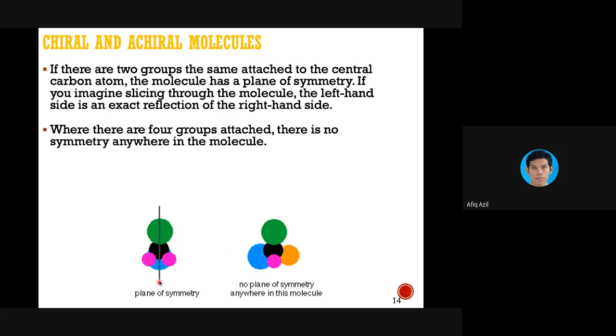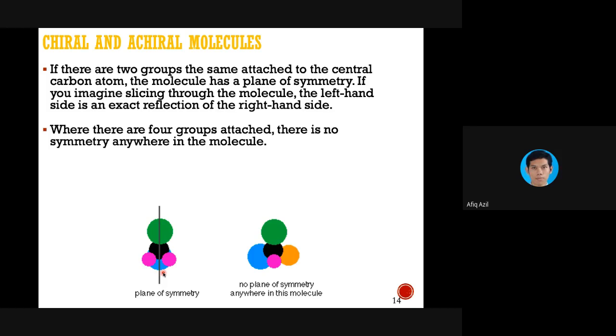So if you look at this, let's say you have an organic compound which you can cut in the middle, cut in half, and both sides will be exact mirror opposites of each other. You have the left and the right side the same. While for this one, if you cut in half in the middle, the right and the left are not the same. And this is one of the criteria that is needed for a compound to be chiral.